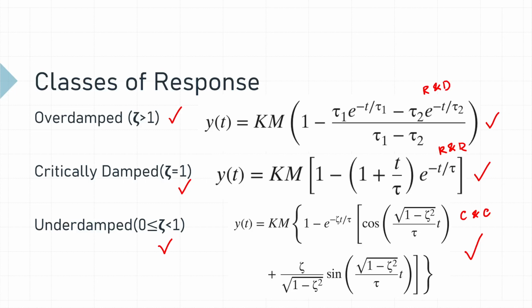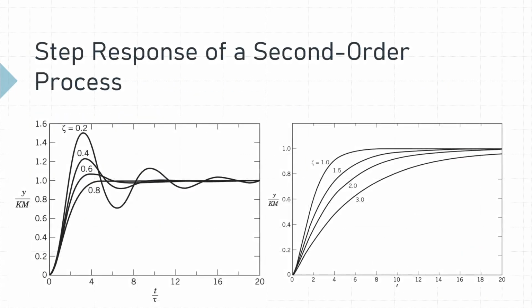Now, these could be better shown in plots or graphs. That is why we have the step response of a second order process. Plots of the step response for different values of zeta are shown in the figures on the left and also on the right, where the time axis is normalized with respect to tau. Thus, when tau is very small, it signifies a rapid response, implying a large value for the undamped natural frequency omega n. Several general observations can be made regarding the responses shown in these figures.